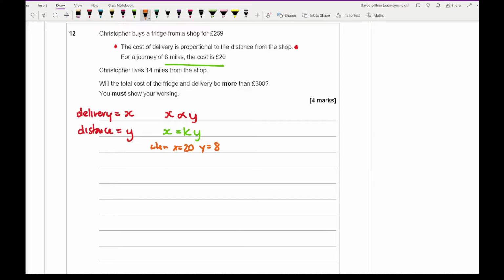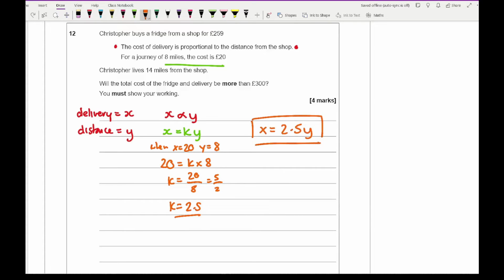So from this we've got 20 equals k times 8. So k equals 20 divided by 8. So k equals, and that's going to give me a value of 2.5, because that becomes 5 over 2, which is 2.5. So that means the formula is x equals 2.5y. Now the next part we need to work out is when y equals 14. So when y equals 14, x is going to equal 2.5 times 14.